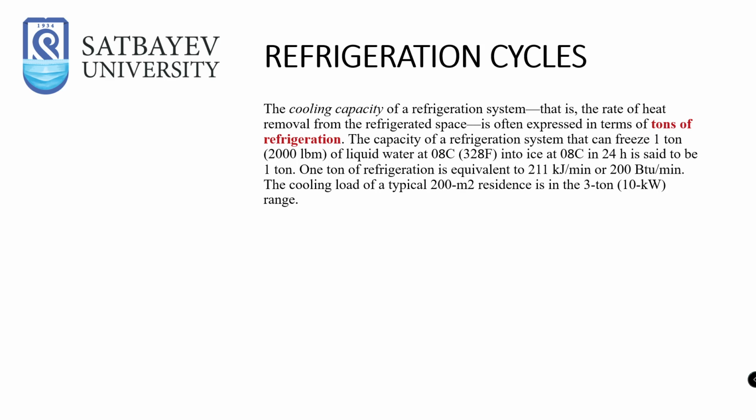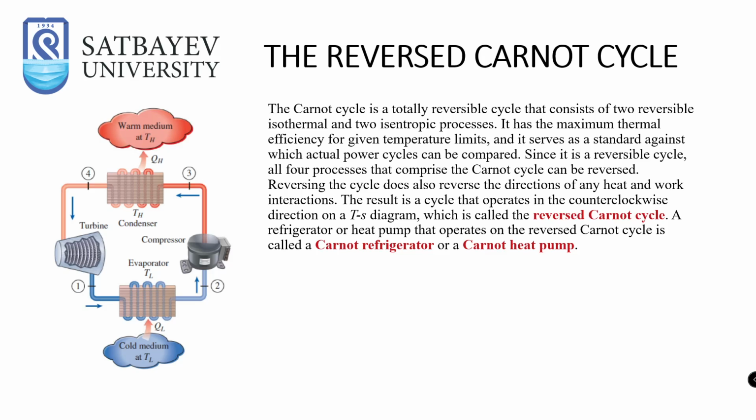The cooling capacity of a refrigeration system, that is, the rate of heat removal from the refrigerated space, is often expressed in tons of refrigeration. The capacity of a refrigerating system that can freeze 1 ton of liquid water at 0 degrees Celsius into ice at 0 degrees Celsius in 24 hours is said to be 1 ton. 1 ton of refrigeration is equal to 211 kilojoules per minute or 200 BTUs per minute. The cooling load of a typical 200 square meter residence is in the 3 ton range.